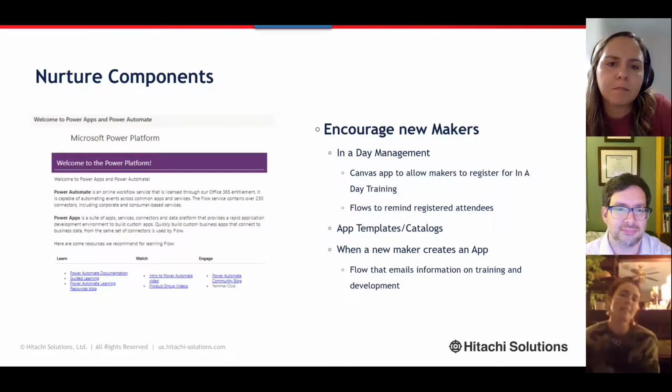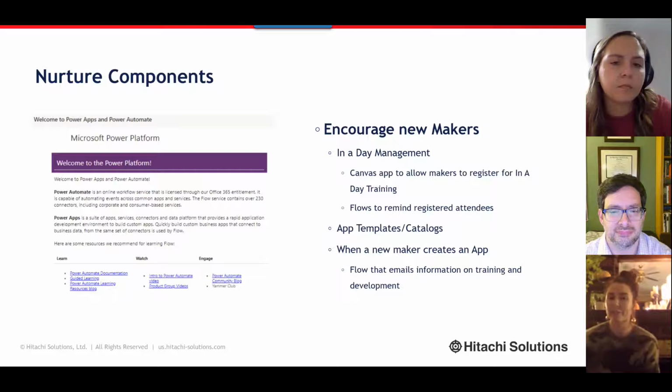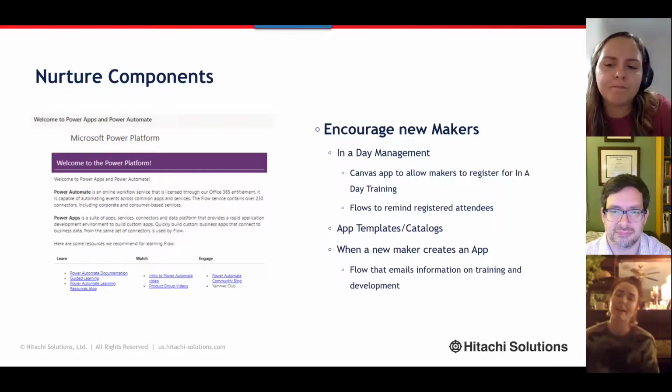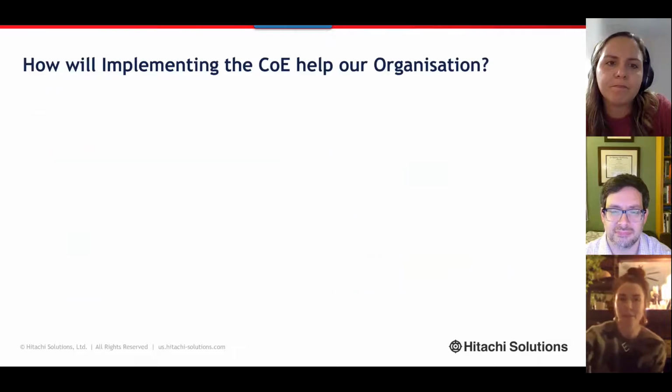And of course, the nurture components that I mentioned earlier, the in-a-day management, being able to register for in-a-day training, etc. There are app templates and catalogs in there that have gotten a lot better in recent development of the COE. So if you didn't like the nurture components previously, I highly encourage everyone to take a look at that because things have definitely improved. And one of the other things I highly recommend as well, it's not in the Center of Excellence starter kit, but it's a recommendation I make, is to start a component library so that your makers have pre-made components that are in line with your brand guidelines to add to their apps.